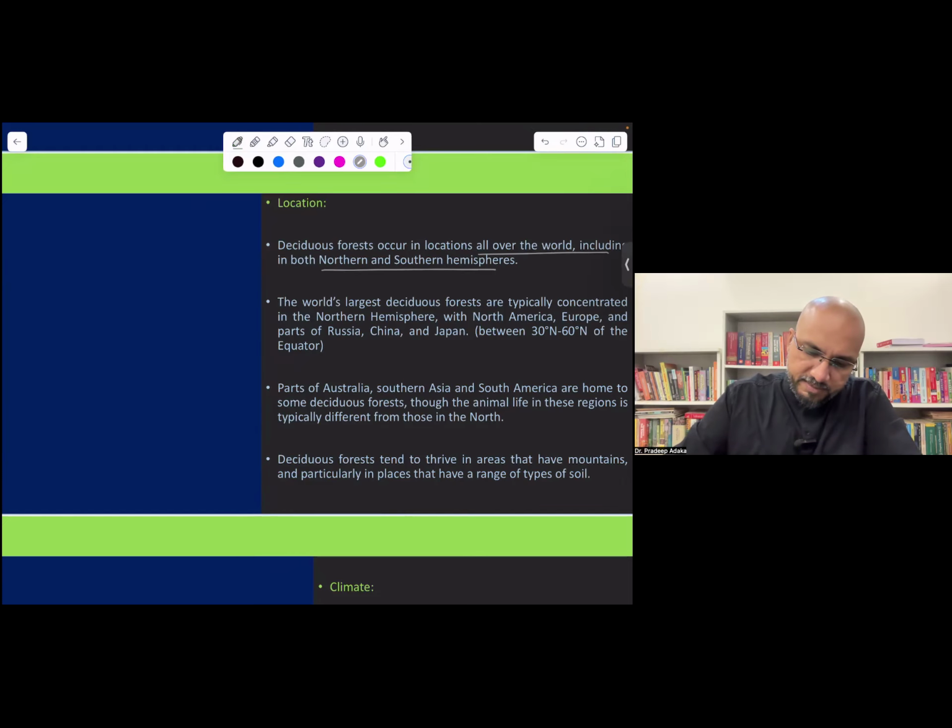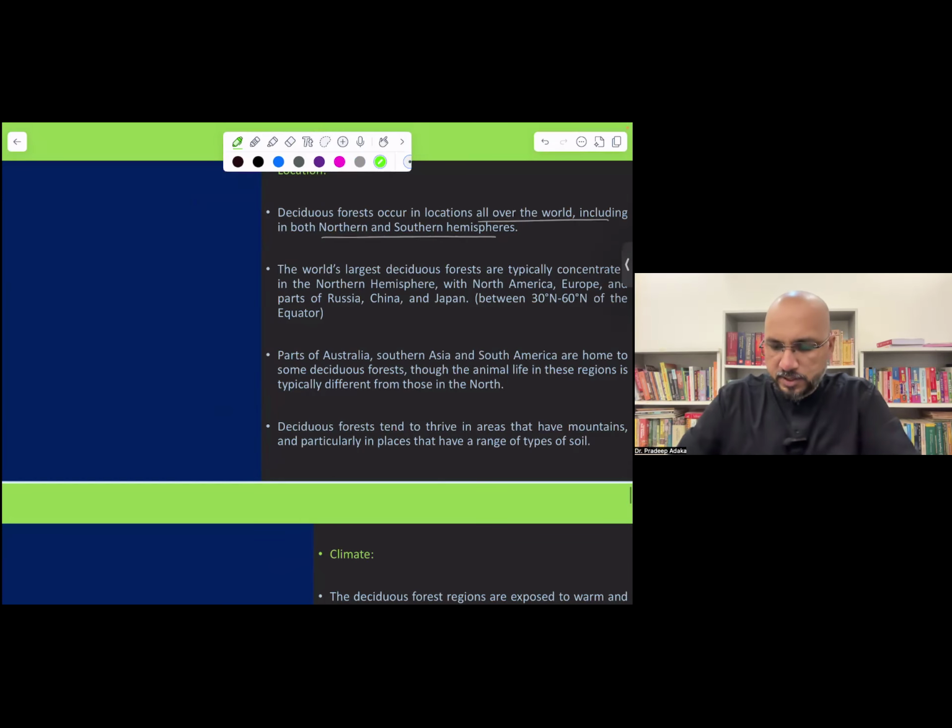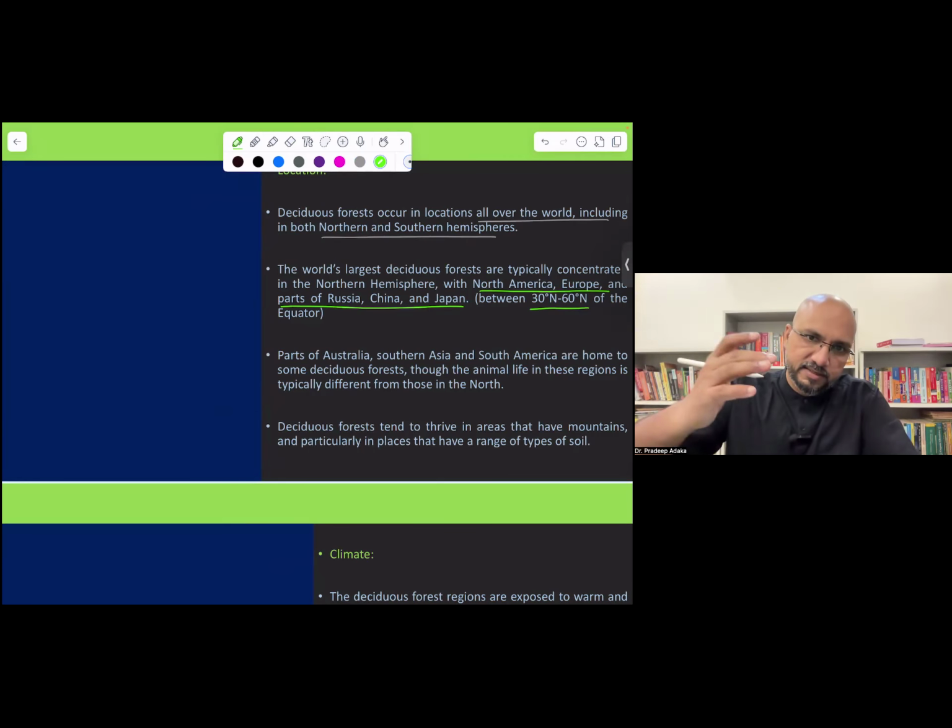Now, in the northern hemisphere, where are they present? North America, Europe, and parts of Russia, China, Japan. So between 30 degrees and 60 degrees north. Your Tropic of Cancer is 23.5 degrees. So here above 30 and below 60. So mid latitudes.